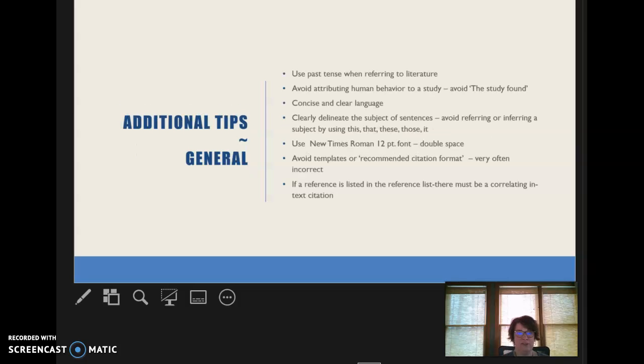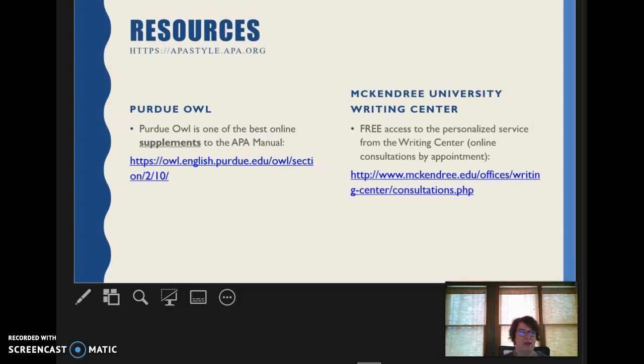So, just some general tips. Use past tense when you're referring to literature. Be clear and concise. Just kind of a recap of some of the things that we've already spoken about. And here are some resources. This is information on the APA manual.